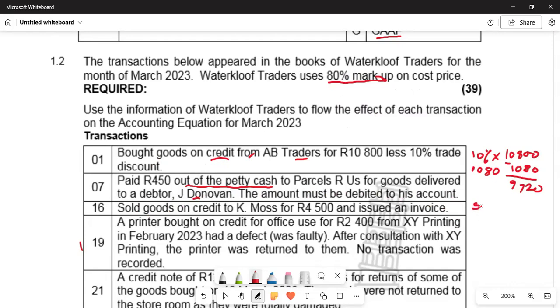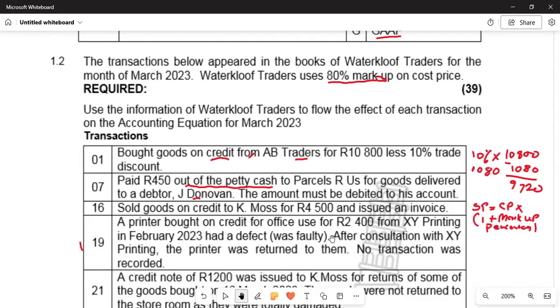Selling price is equal to cost price multiplied by 1 plus markup percentage. That is how we are going to do it, so that we can know how much our cost price is.